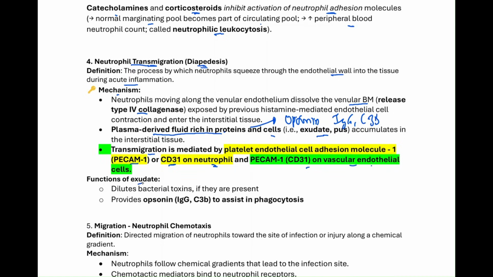So what's the function of this exudate? It dilutes bacterial toxin if they are present. And then remember, like I mentioned, they contain what? Opsonin. Because opsonin is important to coat the bacteria so that it can facilitate phagocytosis. And what are those opsonins? IgG and C3b, right? Remember, C3b is from the complement system, so that's one of the products from the complement.